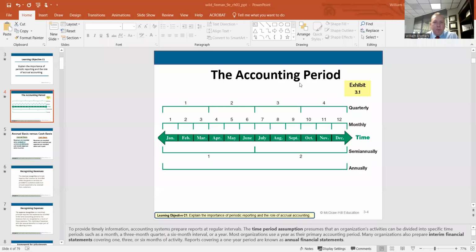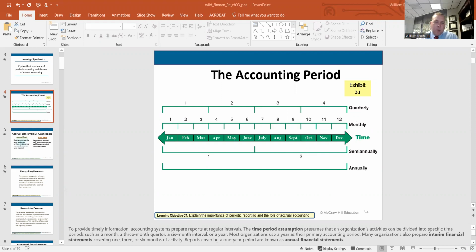First and foremost, take a look at this particular slide. It talks about the accounting period. It's a good overview. When you hear the terms annually, semi-annually, monthly, quarterly, it gives a breakdown of what we're looking at. Annually, of course, is one long period, semi-annually is 2 periods, monthly is 12, and quarterly would be 4 periods. So just good pocket information there.